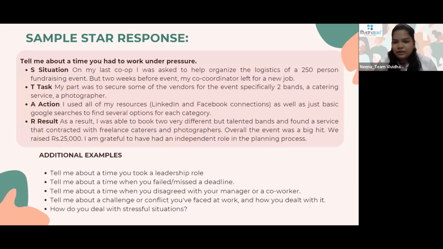It was a great hit. And we even raised rupees 2,25,000. I am grateful to have had an independent role in this planning process. So this is how you answer a behavioral question using the STAR method.